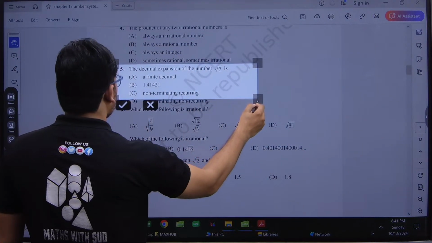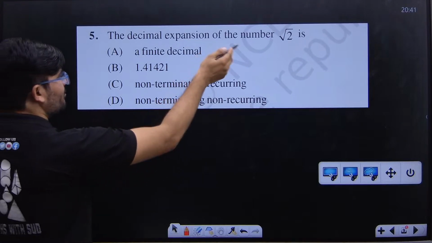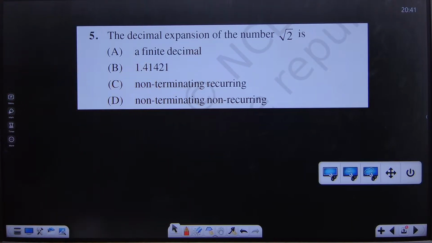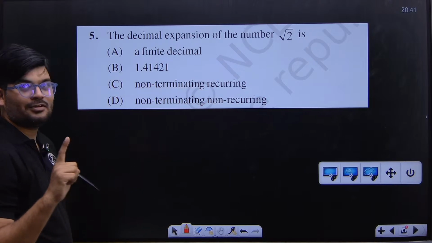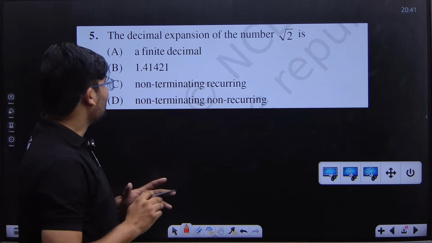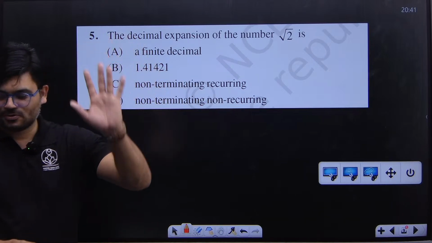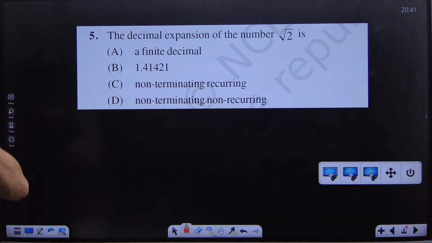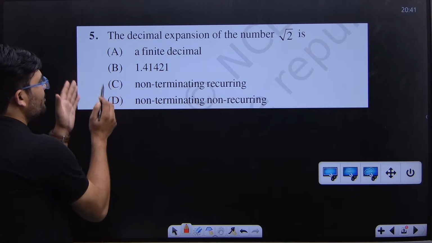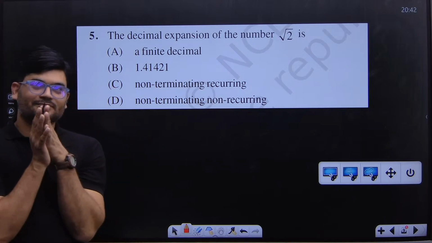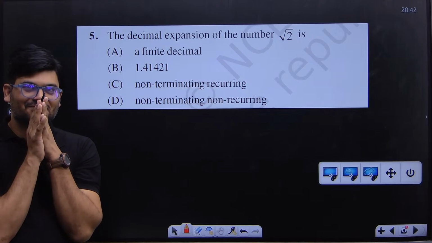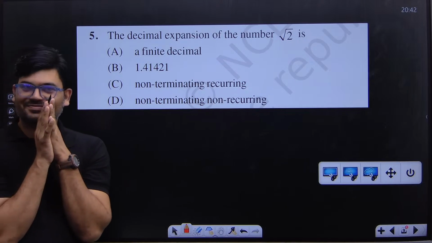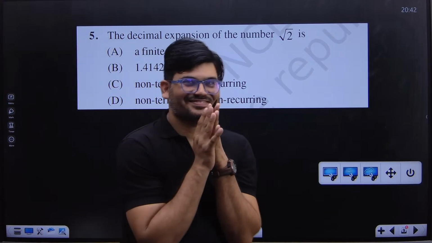The decimal expansion of under root 2. You know what kind of number that is? You have to choose. It's infinite. You can keep getting close, but you never get there. Which option should I select? You can get close, but you can't reach. What does that make it? Non-terminating recurring, C. No, then would it be B?